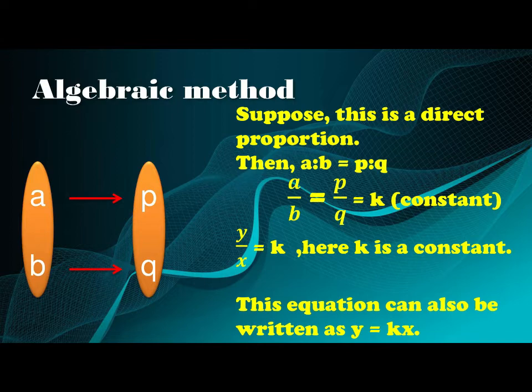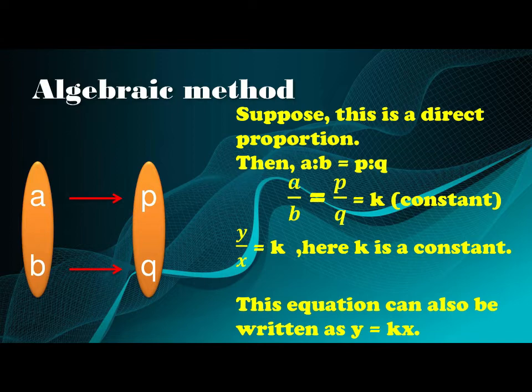In the first section of this lesson, it was explained that if two quantities are directly proportional, then the ratio of any two values of the first quantity is equal to the ratio of the corresponding values of the second quantity. This can be shown algebraically. Right? This is the concept of this method.